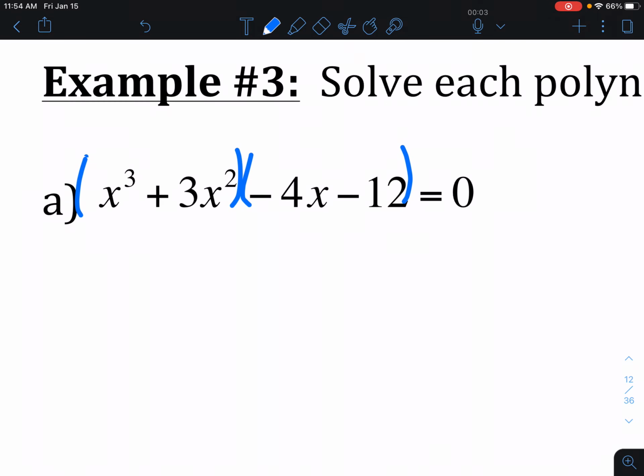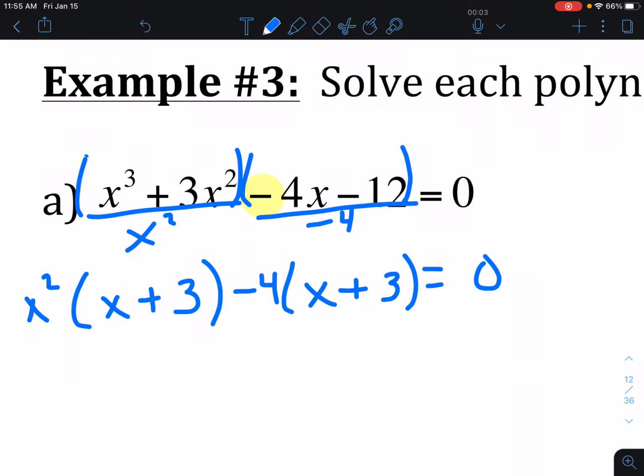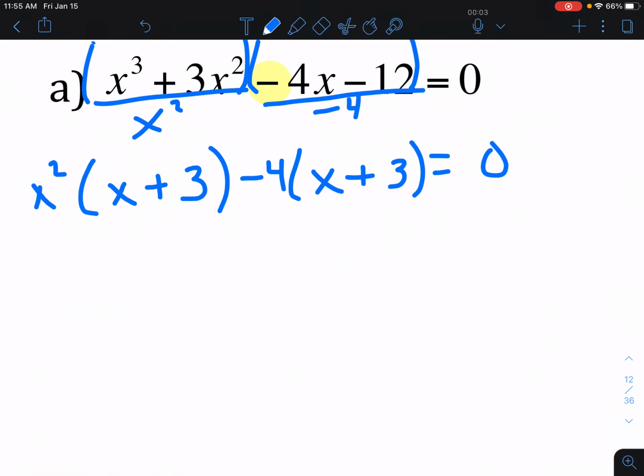So GCF of the first group is x to the second. So it'll be x plus 3 after dividing. Your second group starts with a negative, so that should be a minus. GCF is minus 4. That'll be 1x plus 3. Okay, let's rearrange into our two binomials.